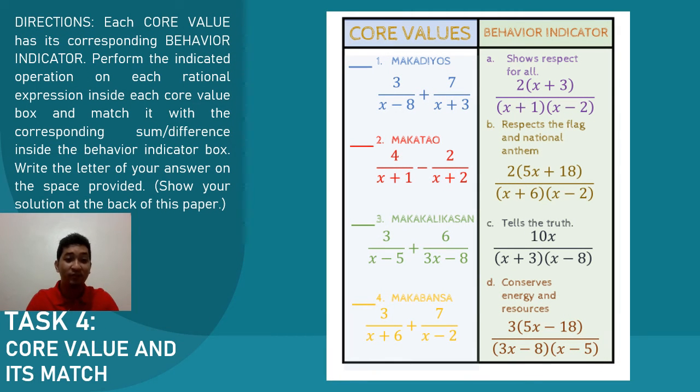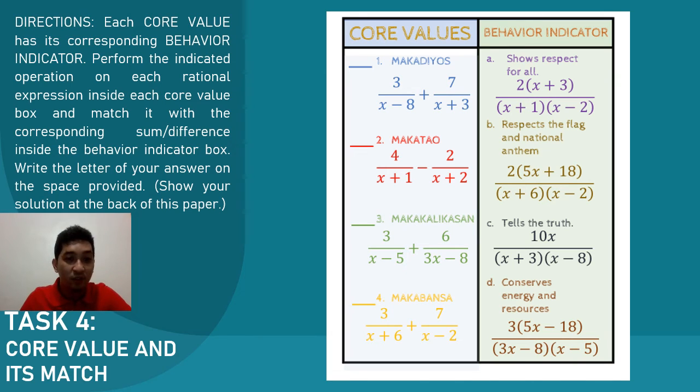Task 4, core value and its match. With the previous activity, you have dealt with addition and subtraction of rational algebraic expressions. This time, you will be dealing with core values. So, how do you do it?